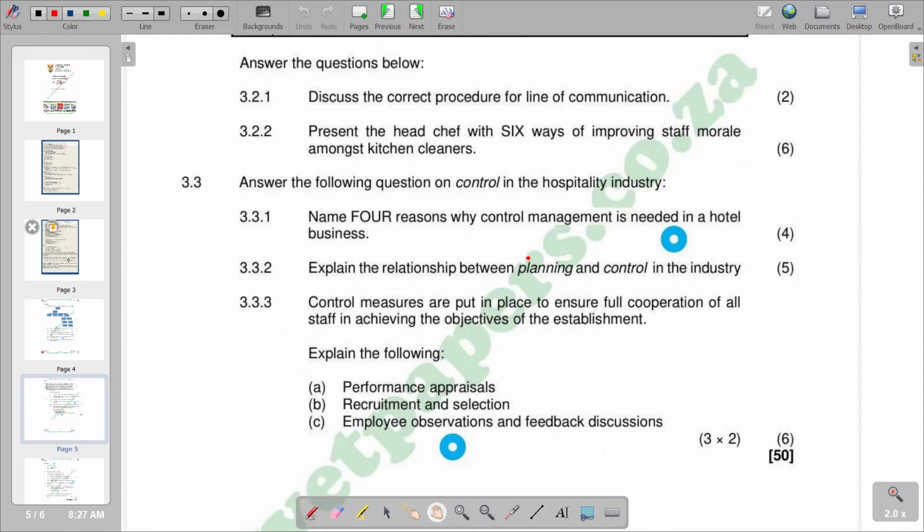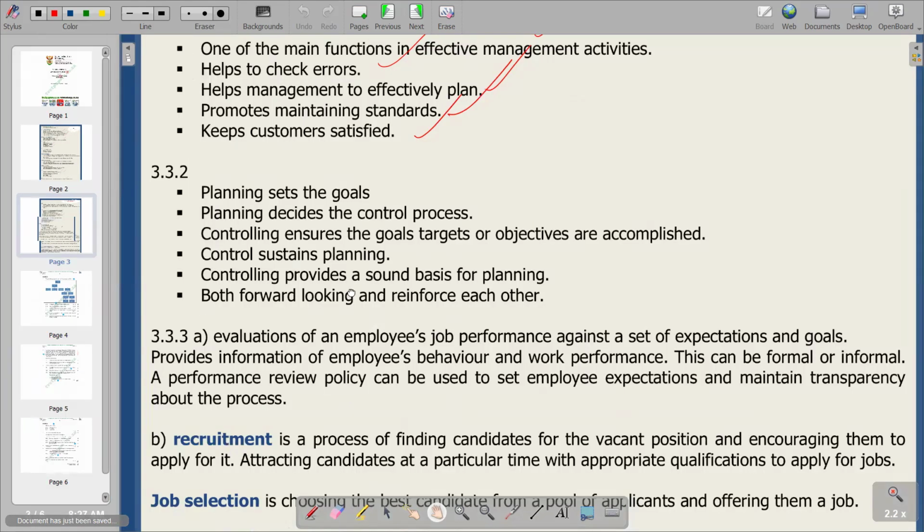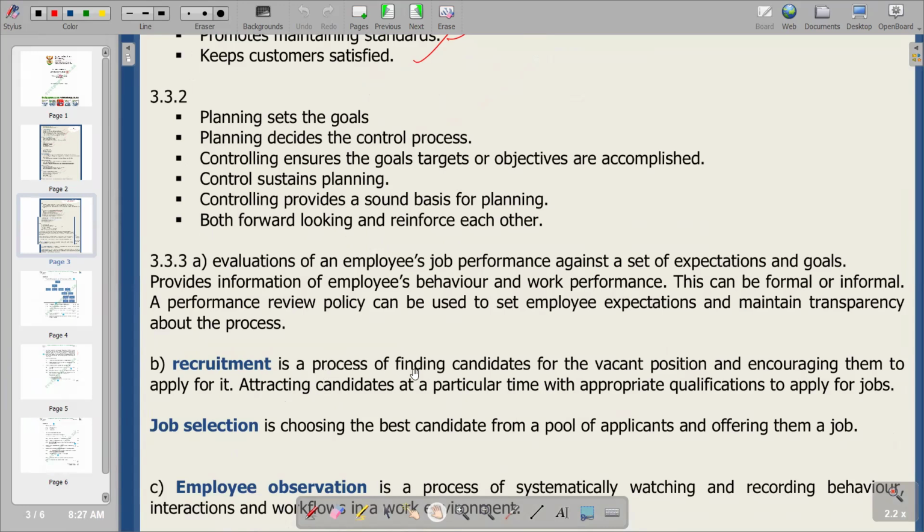So we also have that answer section where we're saying recruitment is a process of finding candidates for the vacant position and then encouraging them to apply for it, attracting candidates at a particular time with appropriate qualifications to apply for jobs. And then job selection is choosing the best candidate from a pool of applicants and offering them a job.